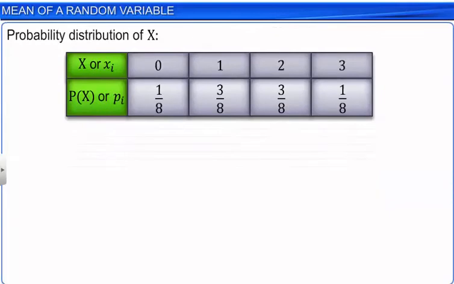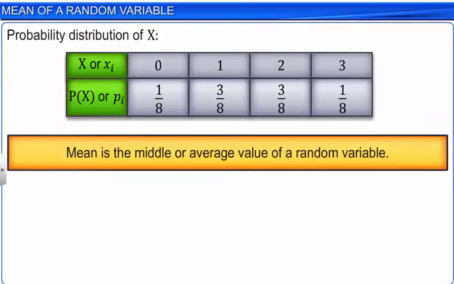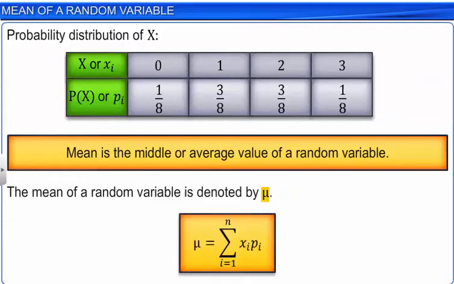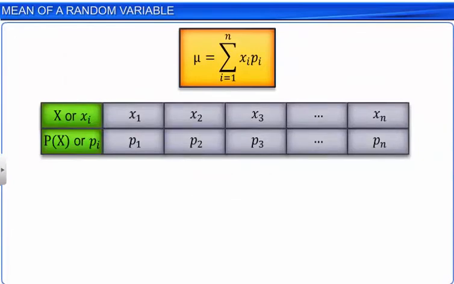Many a times, we may need to describe the characteristics of the random variable by means of a single number. Mean is such a number, which is computed from the probability distribution of the random variable. Mathematically, mean is the middle or average value of a random variable. It is denoted by the symbol mu. Mu is equal to the sum of the products of the possible values of x and their respective probabilities, where xi's are the possible values of x and pi's are their respective probabilities.